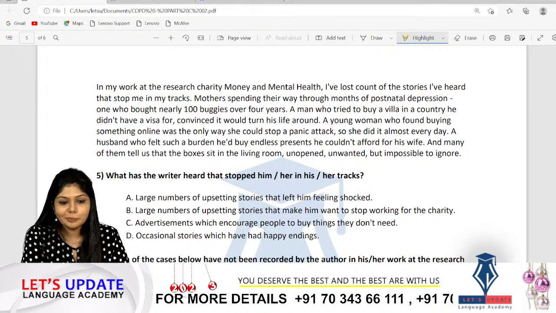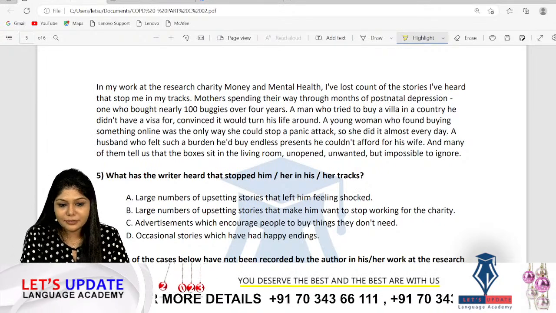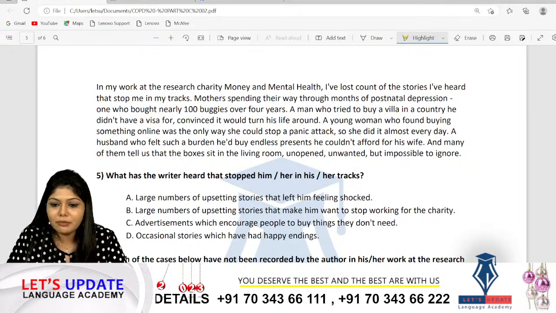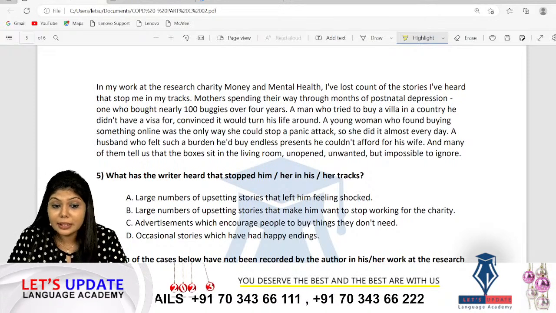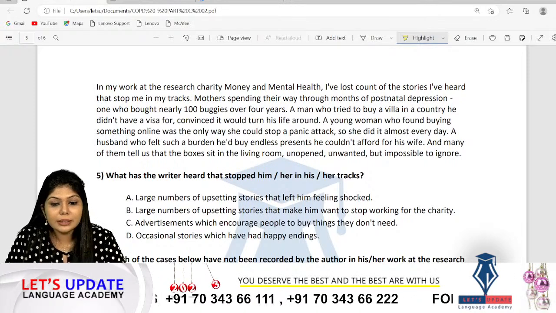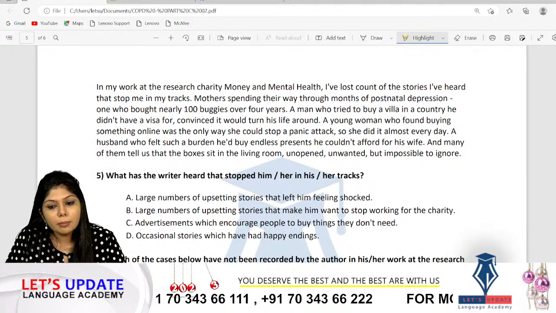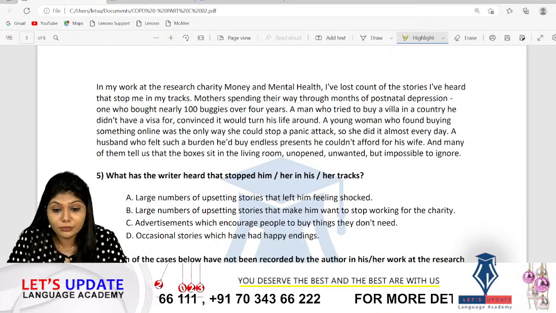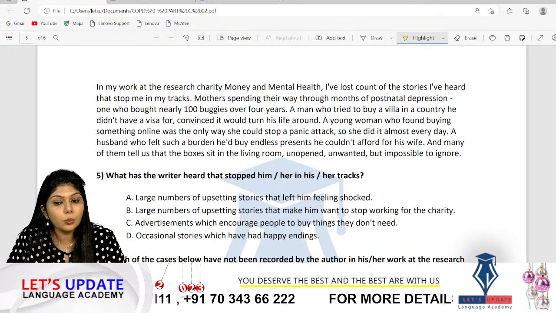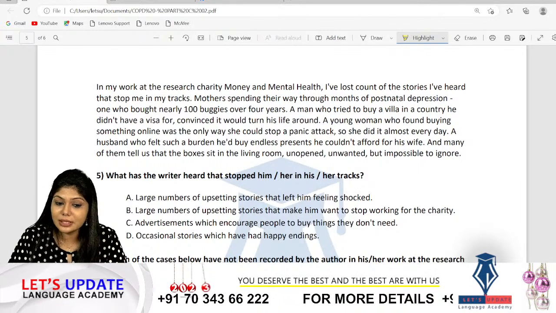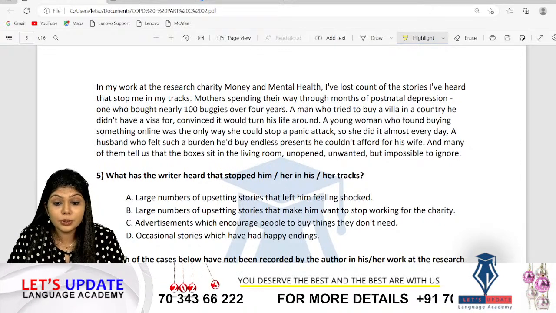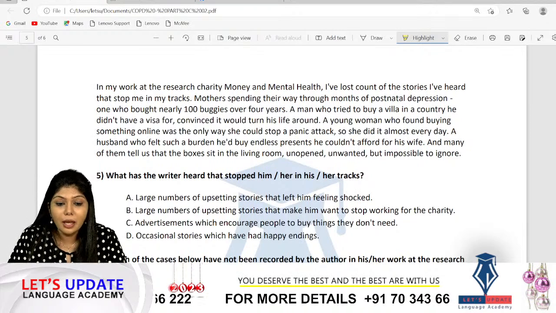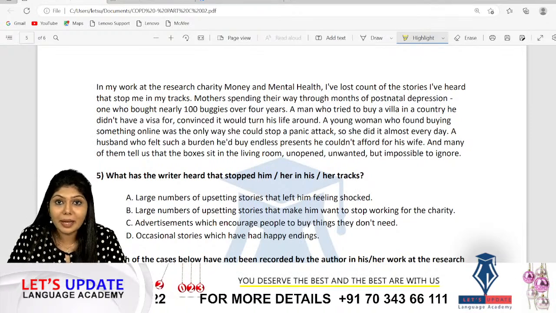Okay, so let's read the paragraph together. In my work at the research charity Money and Mental Health, I have lost count of the stories I've heard that stopped me in my tracks. Mothers spending their way through months of postnatal depression, one who bought nearly 100 buggies over 4 years, a man who tried to buy a villa in a country he didn't have a visa for, convinced it would turn his life around, a young woman who found buying something online was the only way she could stop a panic attack.